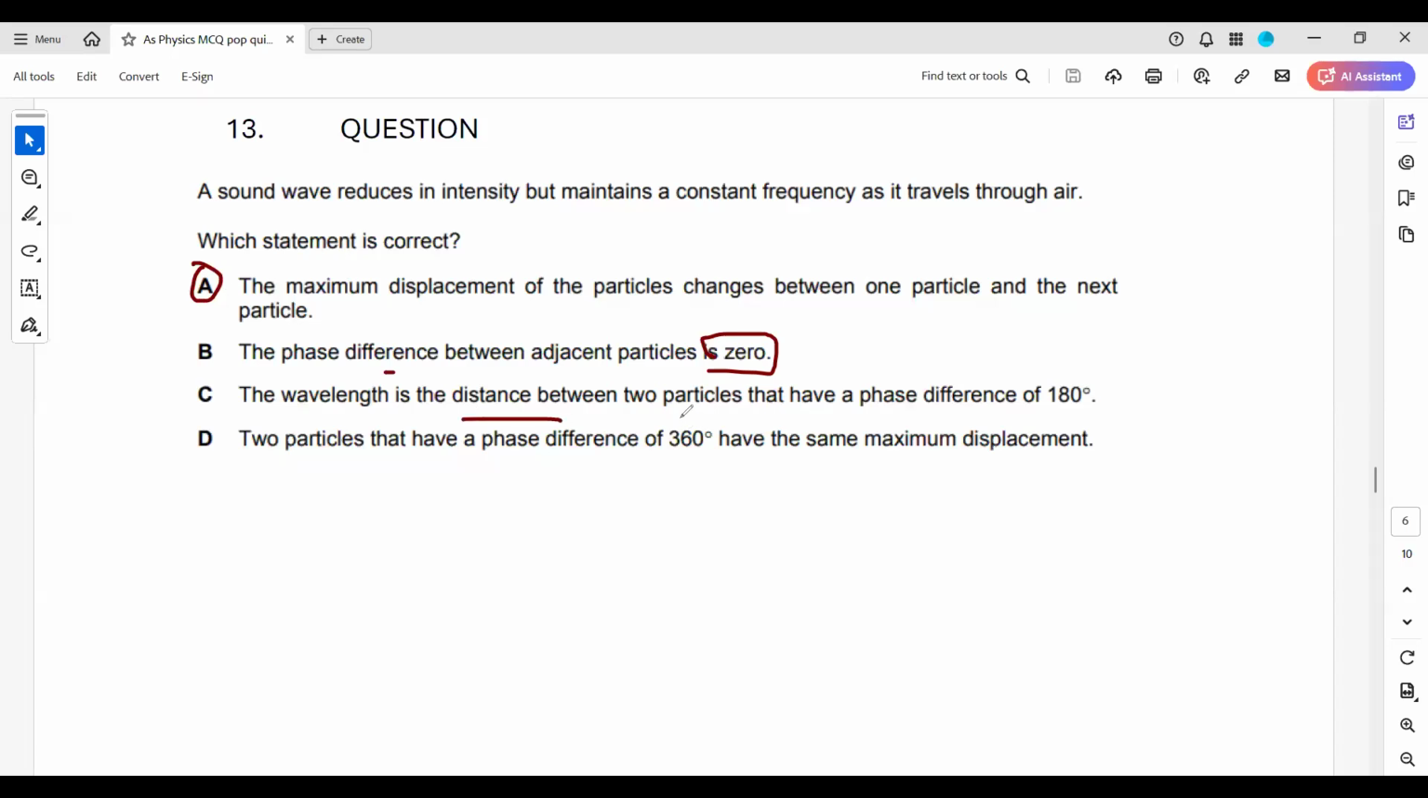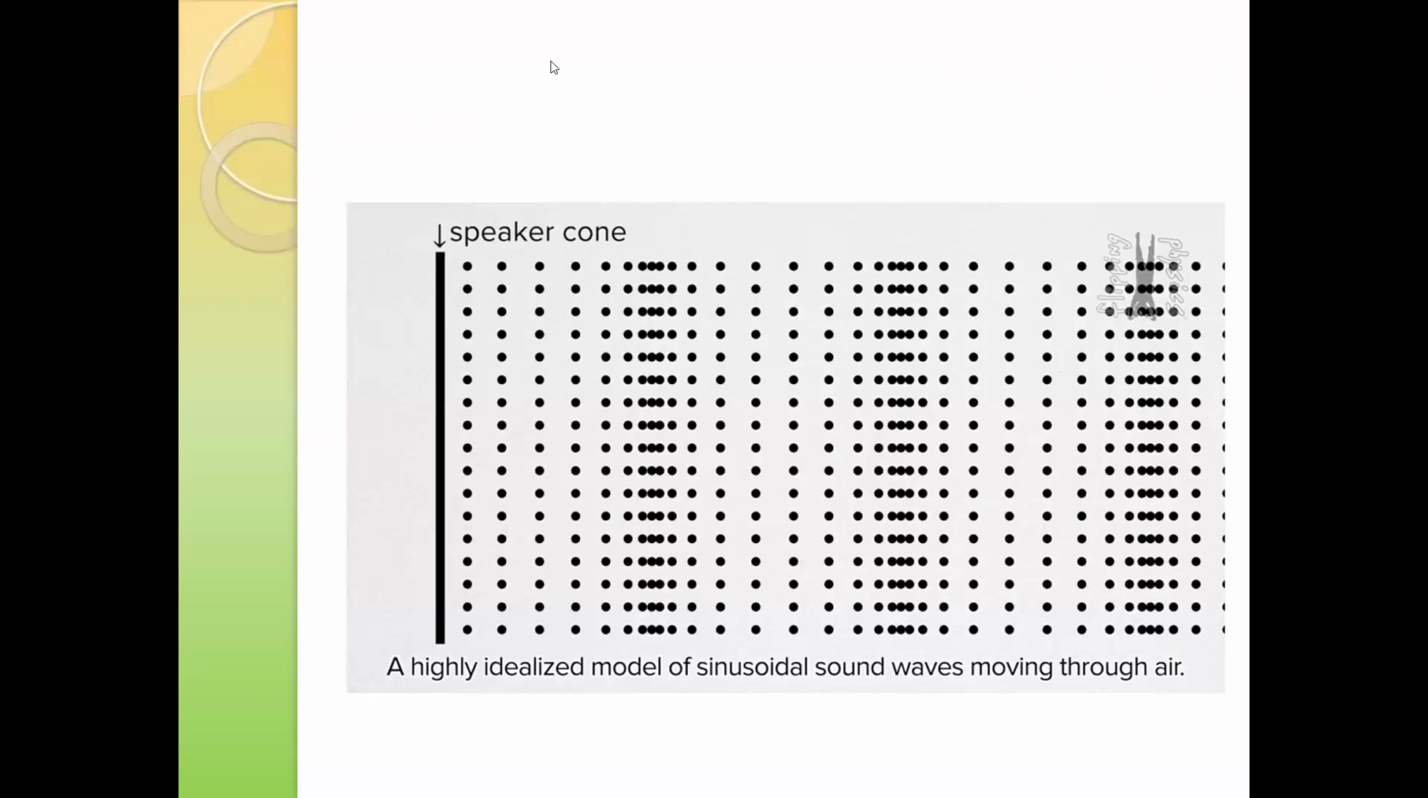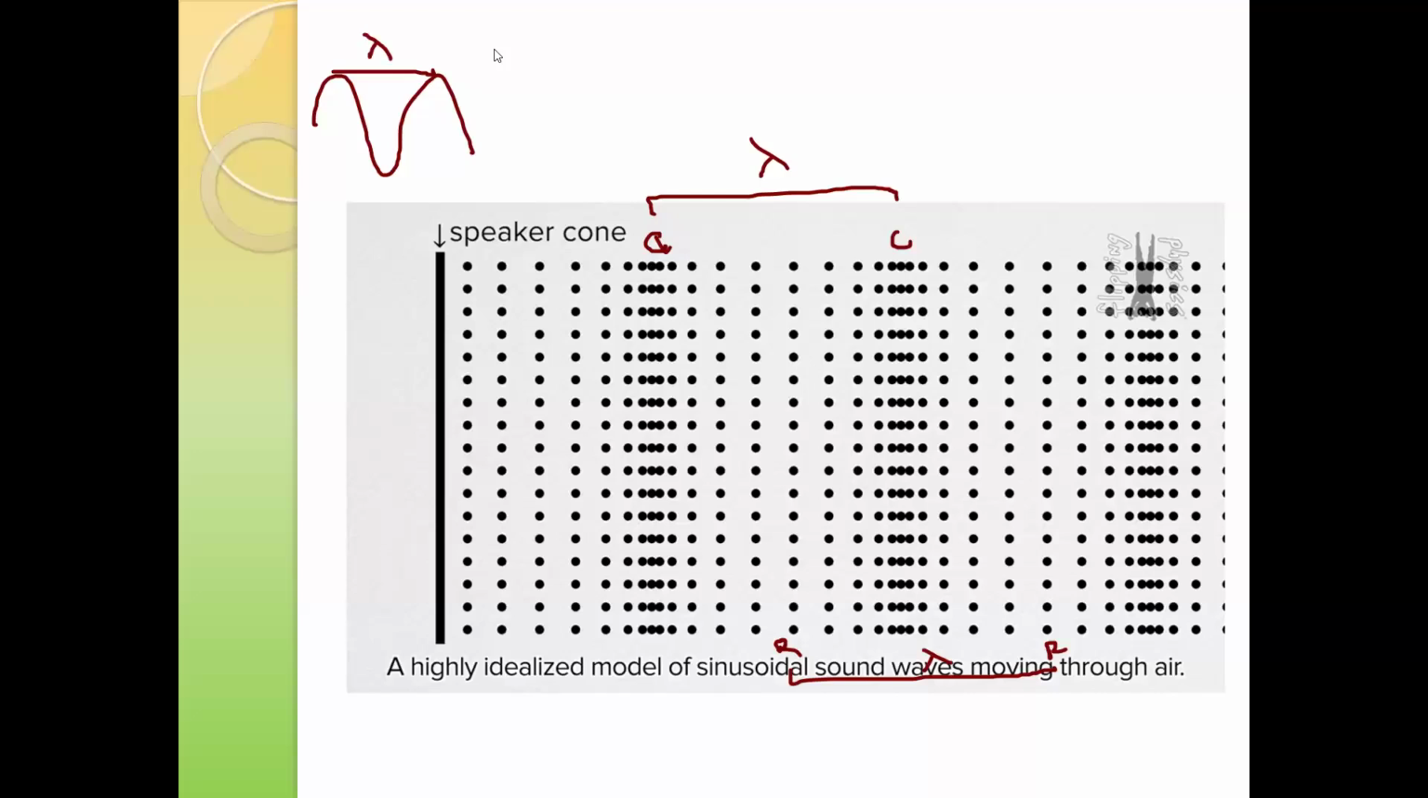And the wavelength is the distance between two particles that have a phase difference of 180. No, when we talk about the wavelength of a sound wave, it is the distance between two successive compressions or two successive rarefactions. So when we compare one compression to another, that distance is called a wavelength. Or from the center of one rarefaction to another, that equals one wavelength. In normal waves, whenever we work out the wavelength, it is always the spacing between two particles which are in phase, not in anti-phase.